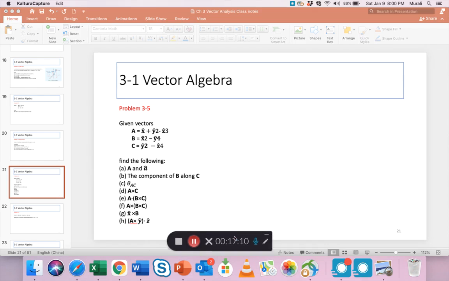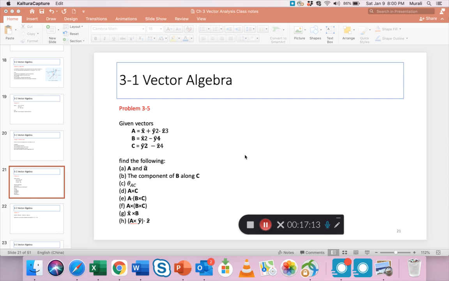Okay, here we have a problem from our textbook, problem 3.5. Given these vectors A, B, C, find the following: A and unit vector A, component of B along C, the angle between A and C, A cross C, A dot B cross C, A cross B cross C, the unit vector X cross B. X is the unit vector along the x-axis, so that unit vector crossed with B.